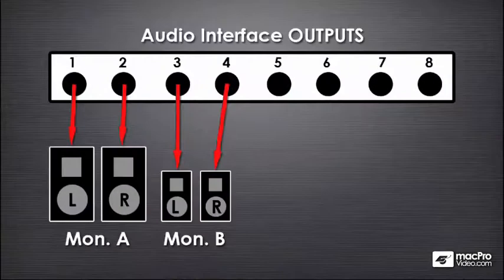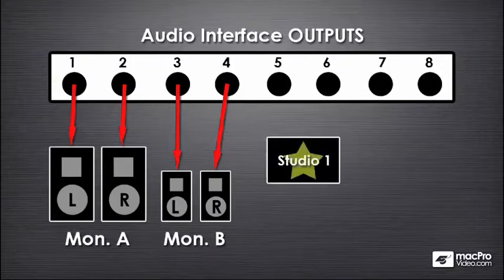Let's talk about making the physical connections first. On our audio interface that has 8 audio outputs, we've already connected the first pair to our monitor A speakers and our second pair to our monitor B speakers. That leaves us 4 additional outputs, or 2 stereo outputs if you look at it that way. And so we're going to make a physical connection now to a headphone amplifier, represented here by Studio 1. And you'll notice that I've put a little yellow star behind that. That's because Cubase represents studio sends with a little star icon, and I'll show you that in a moment.